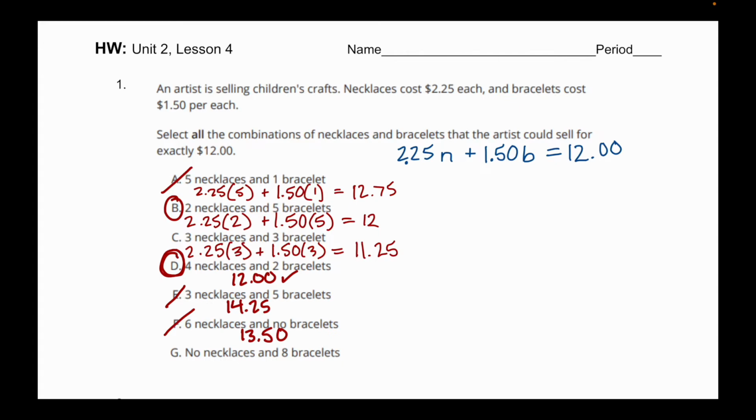So no necklaces and 8 bracelets. We can plug this one in. So no necklaces, so that would be a 0 in the first part and an 8 for the last part. And yeah, this gives me 12. So G is an option for this one. So your answers are B, D, and G.